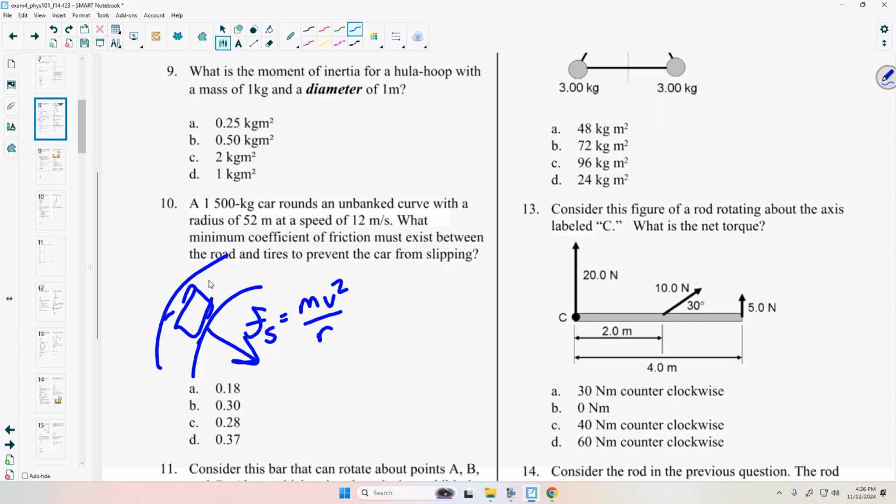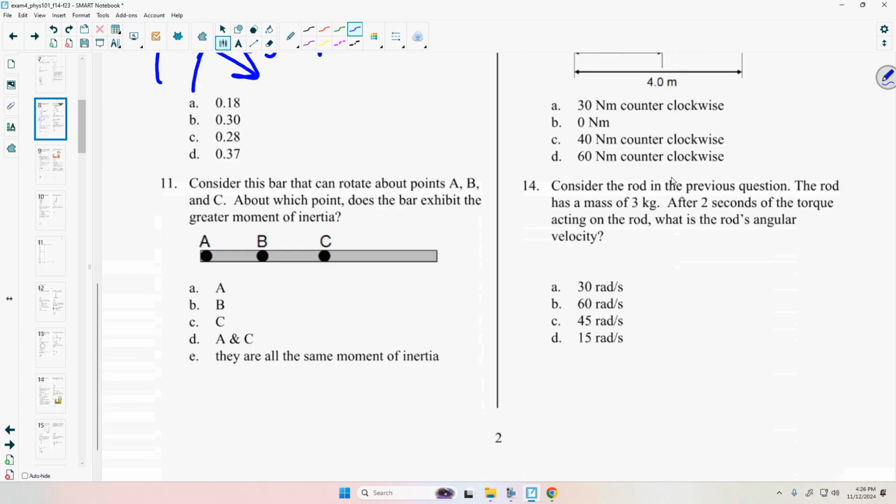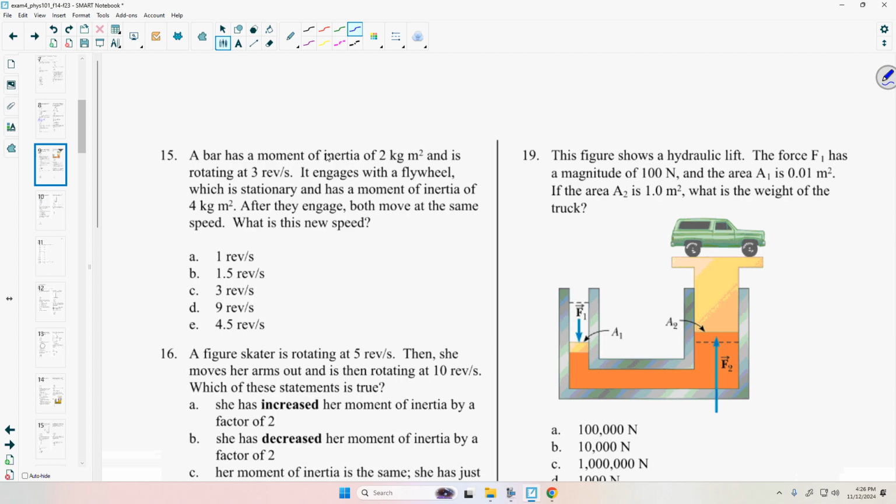On the same exam, number 15? Okay, yeah, I like these questions too. I mean, I know y'all do too. But where you have a bar and I have a flywheel, and they're either spinning or not spinning. In this case, the bar is spinning at 3 revolutions per second, and the flywheel is not spinning at all. So the bar is spinning around, and the flywheel is just sitting there stationary.